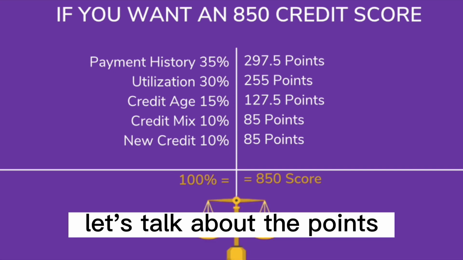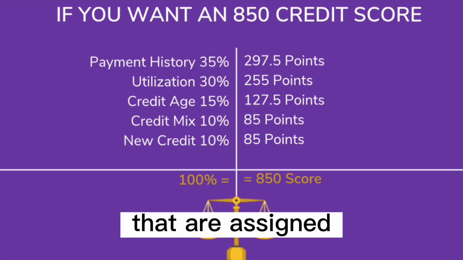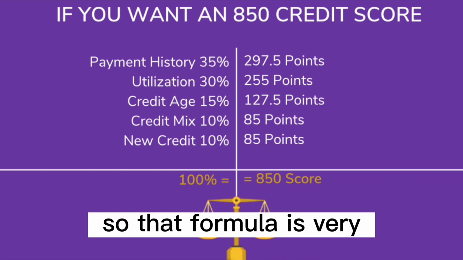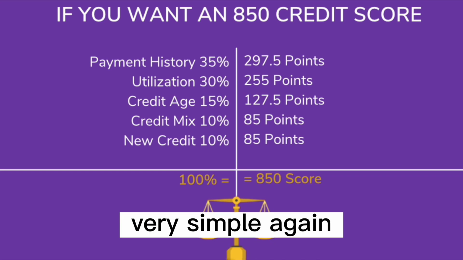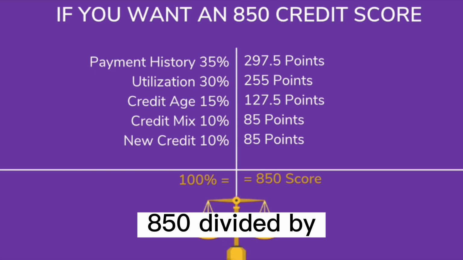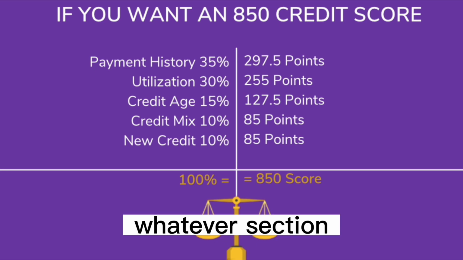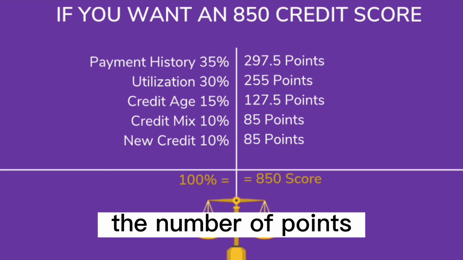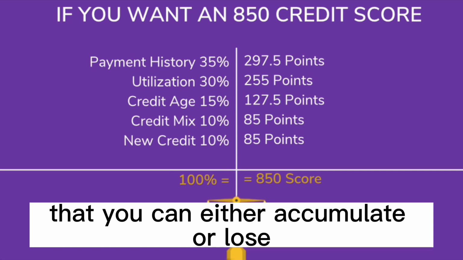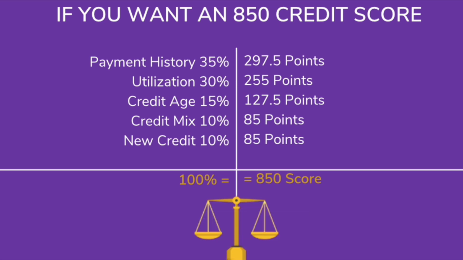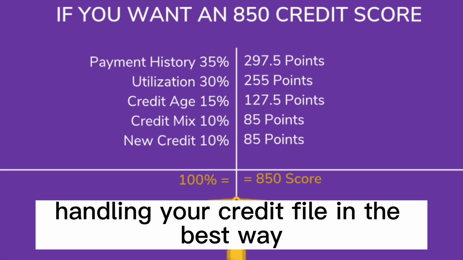Let's talk about the points that are assigned to each one. So that formula is very, very simple. Again, 850 divided by whatever section is going to get you the number of points that you can either accumulate or lose if you're not handling your credit file in the best way.